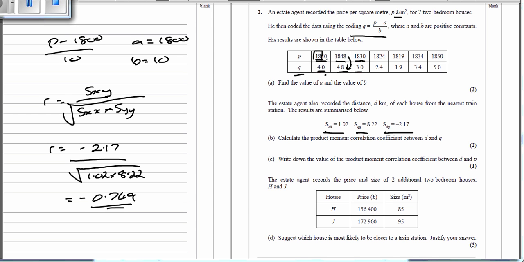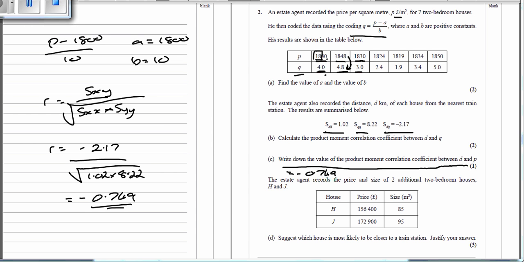Now, this has been coded, but this one here, write down the value of the PMCC between D and P. Now, coding has no effect whatsoever, so therefore it's going to be exactly the same, minus 0.749. And that's the key thing there. Coding does not affect PMCC.